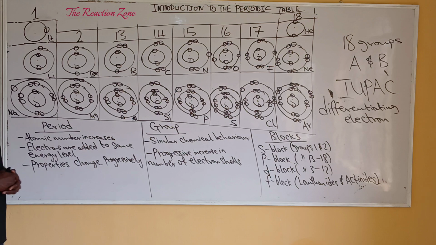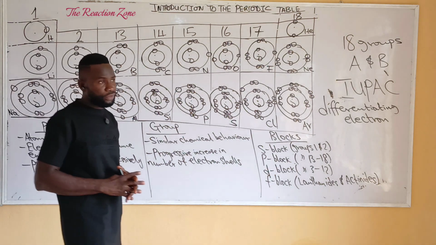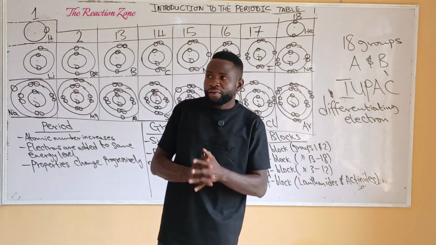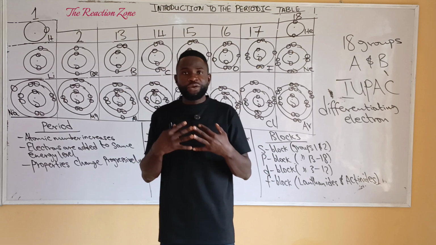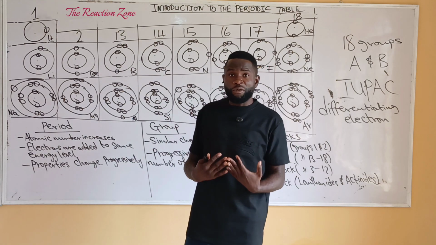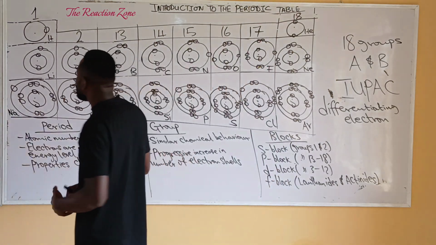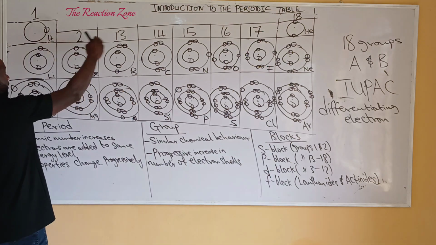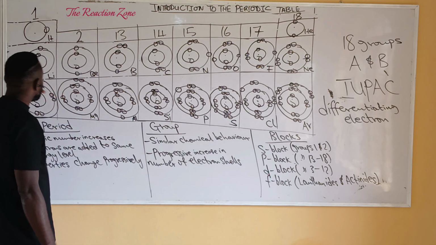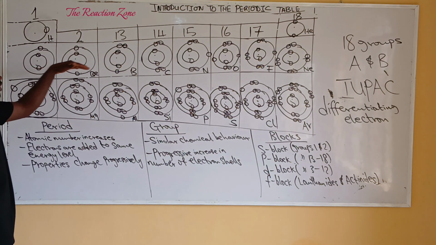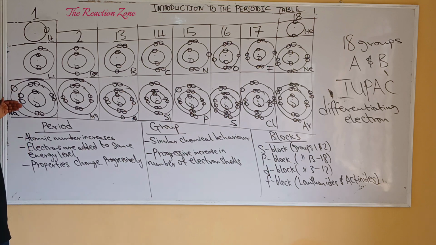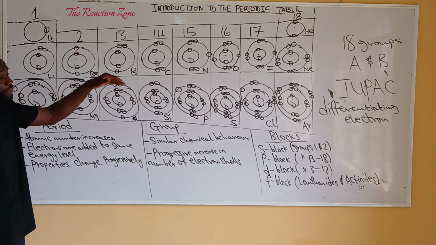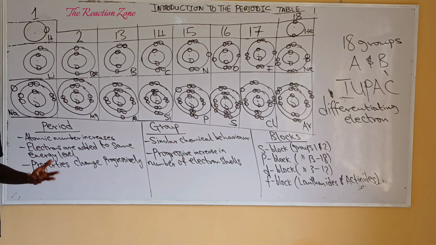The second thing to note about the period is that elements that belong to the same period have the same number of electron shells. For example, elements of period 1 have 1 electron shell each. Elements of period 2 have 2 electron shells each. Elements of period 3 have 3 electron shells each, and so on and so forth.